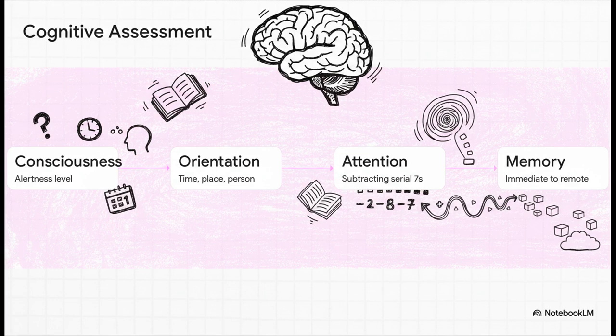They test memory, moving from immediate recall of a few random numbers to recent events like what they ate for dinner, all the way back to their remote personal history. They'll even test abstract reasoning. They might ask the patient to interpret a common proverb just to see if their thinking is flexible and abstract or if it's rigidly concrete.